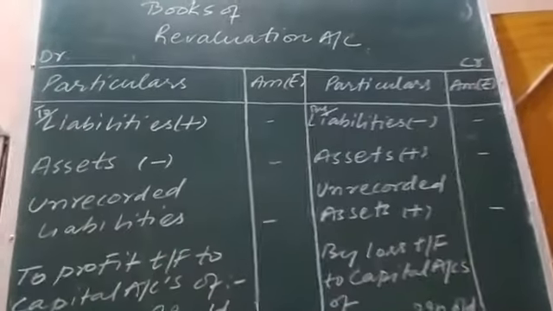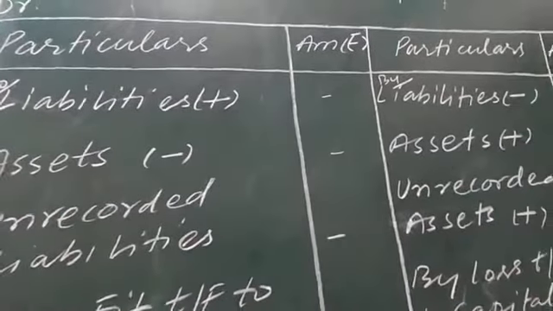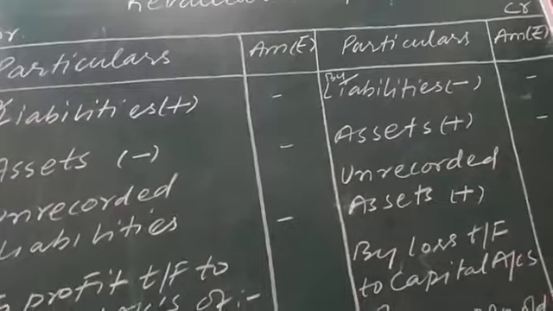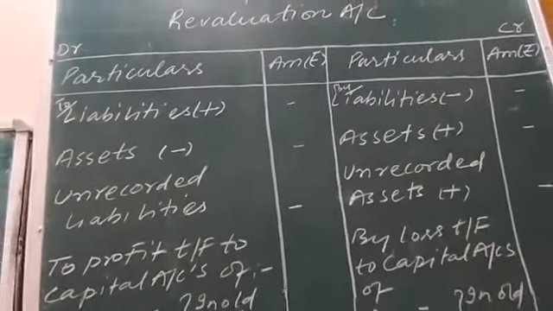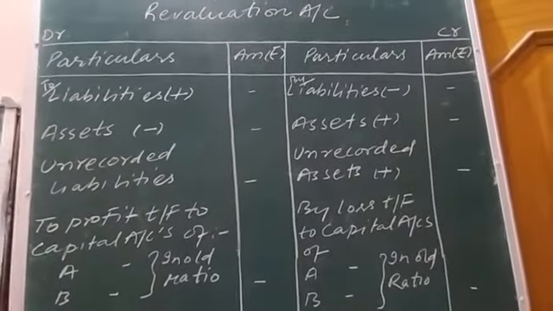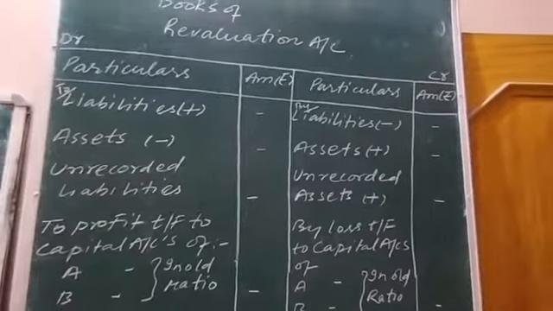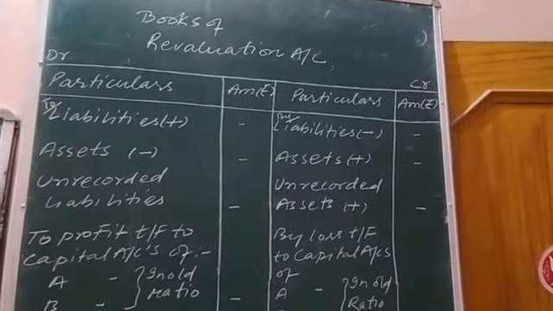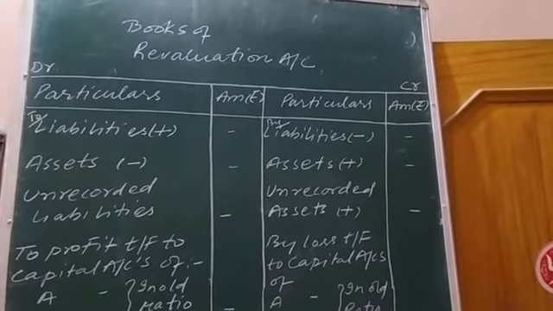If you remember only one item, you can post the other items in the revaluation account, because all are opposite of each other, right? So remember this treatment related to liabilities and assets in the revaluation account.